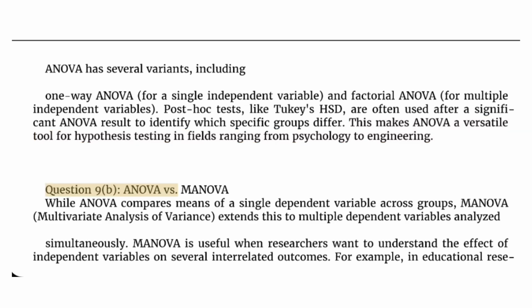Question 9b. ANOVA versus MANOVA. While ANOVA compares means of a single dependent variable across groups, MANOVA, multivariate analysis of variance, extends this to multiple dependent variables analyzed simultaneously. MANOVA is useful when researchers want to understand the effect of independent variables on several interrelated outcomes. For example, in educational research, MANOVA could assess how a teaching method affects both test scores and student engagement.